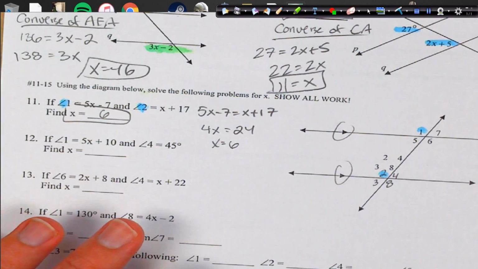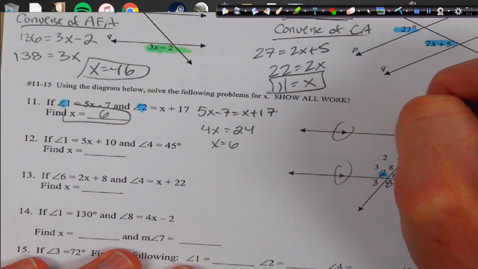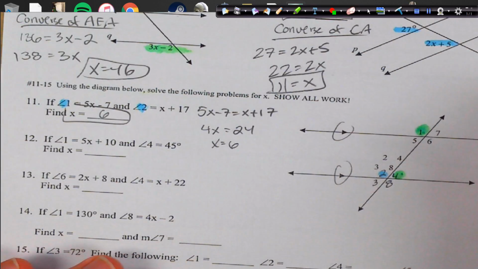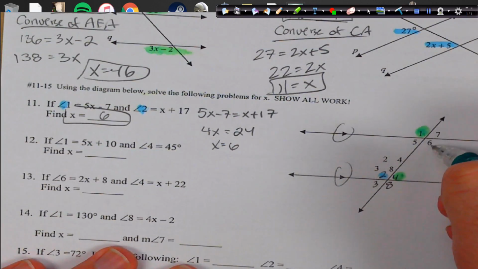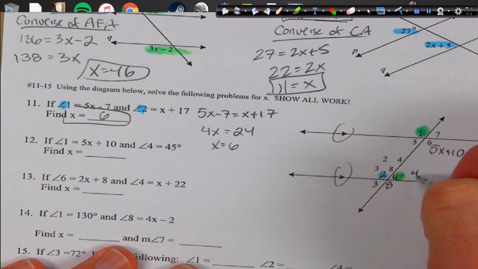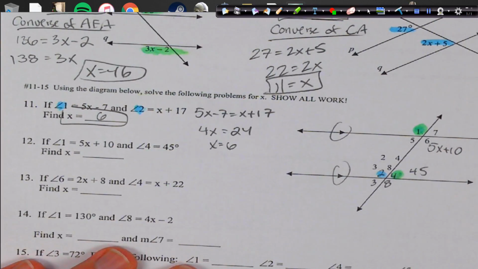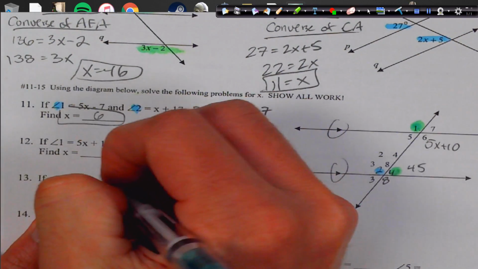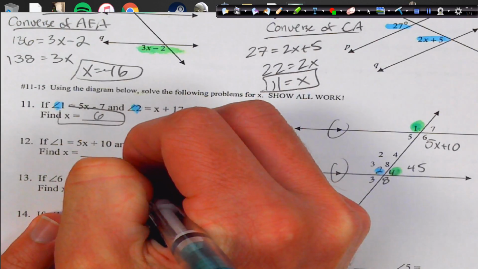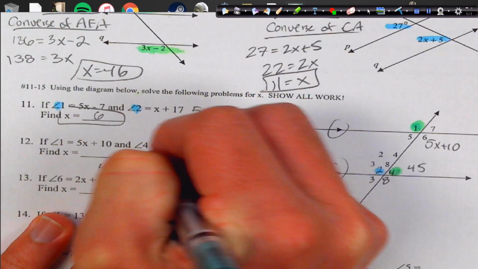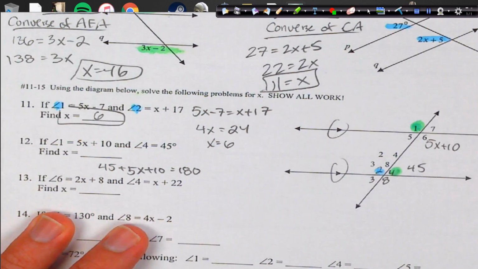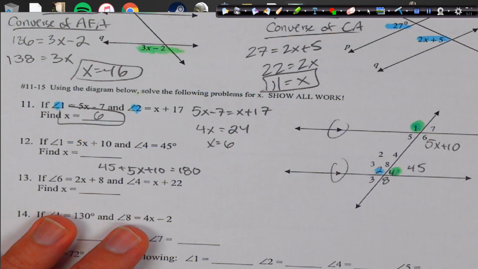1 and 4. So we're going to use green now. Angle 1 and angle 4 have no relationship to one another. But if you notice, 1 and 6 are congruent. So if 1 is 5x plus 10, this would also be 5x plus 10, and this is 45. So those two become same side interior, so we can add those up and set them equal to 180, just like that. 5x plus 10 plus 45, add that to 10, that's 55, and subtract from 180.